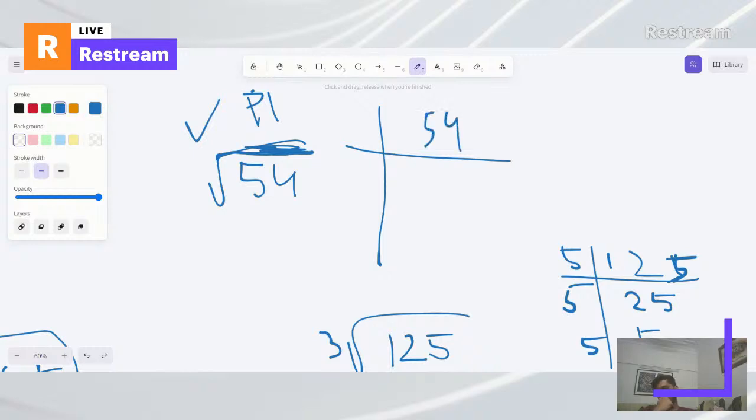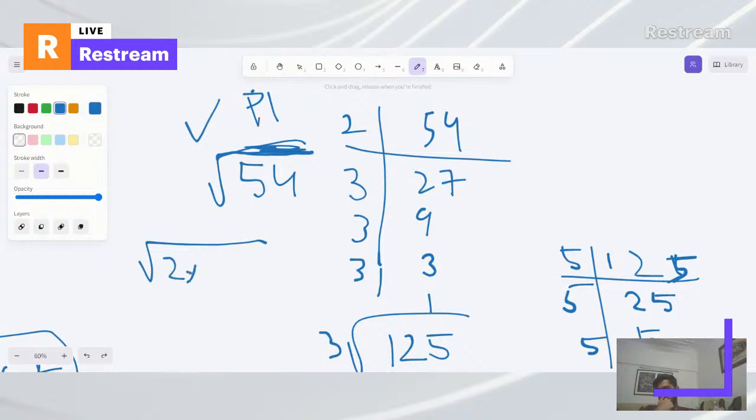So what we are going to do is divide it by 2, so we're left with 27. Now we're going to divide it by 3, so we're left with what? We're left with 9, right? We further divide by 3, we're left with 3, we divide by 3, we're left with 1. So just write all the factors down: 2 times 3 times 3 times 3.